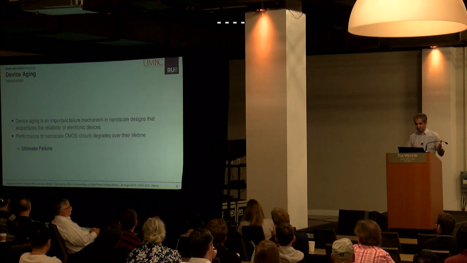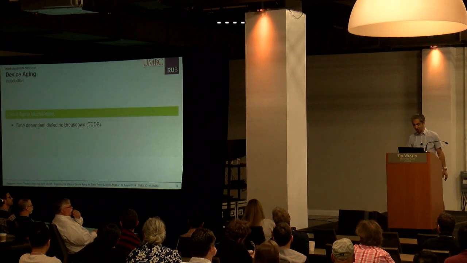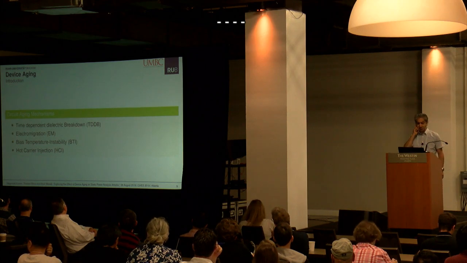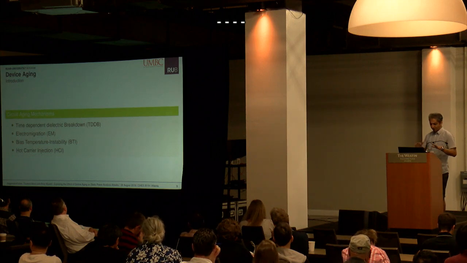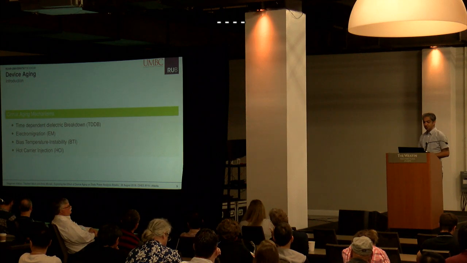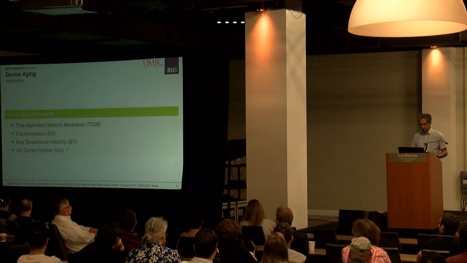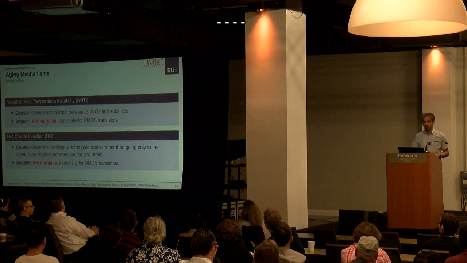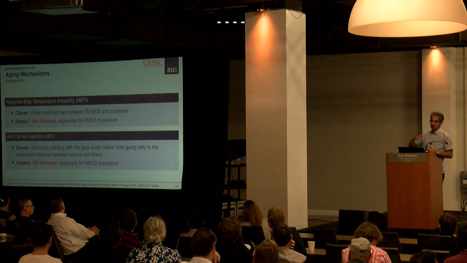The reason for this is the threshold voltage of the transistor, which we will see in more detail, that affects the reliability of the circuits. The parameters of device aging are TDDB, electromigration, BTI, and HCI. I'm not explaining everything here because it goes too much into physics and electronics. I will shortly explain the effect of the last two. BTI, or NBTI, negative bias temperature instability, means that if the device is aged, the threshold voltage of PMOS transistors goes up.